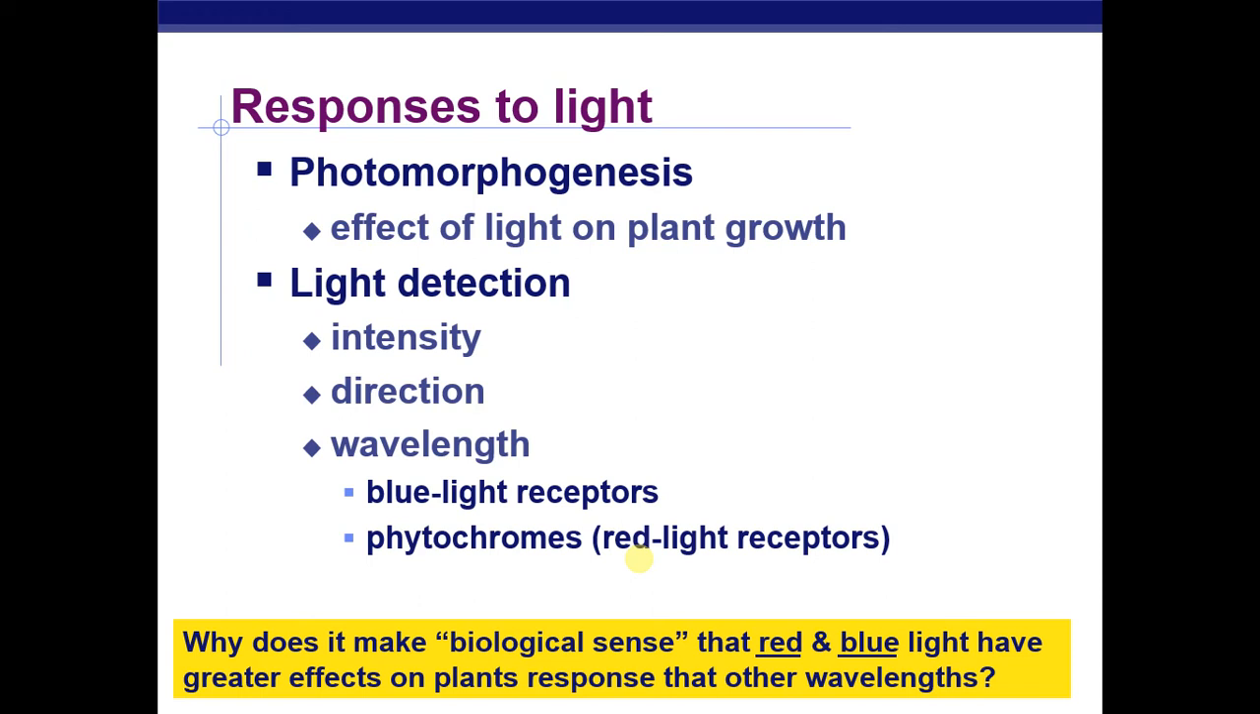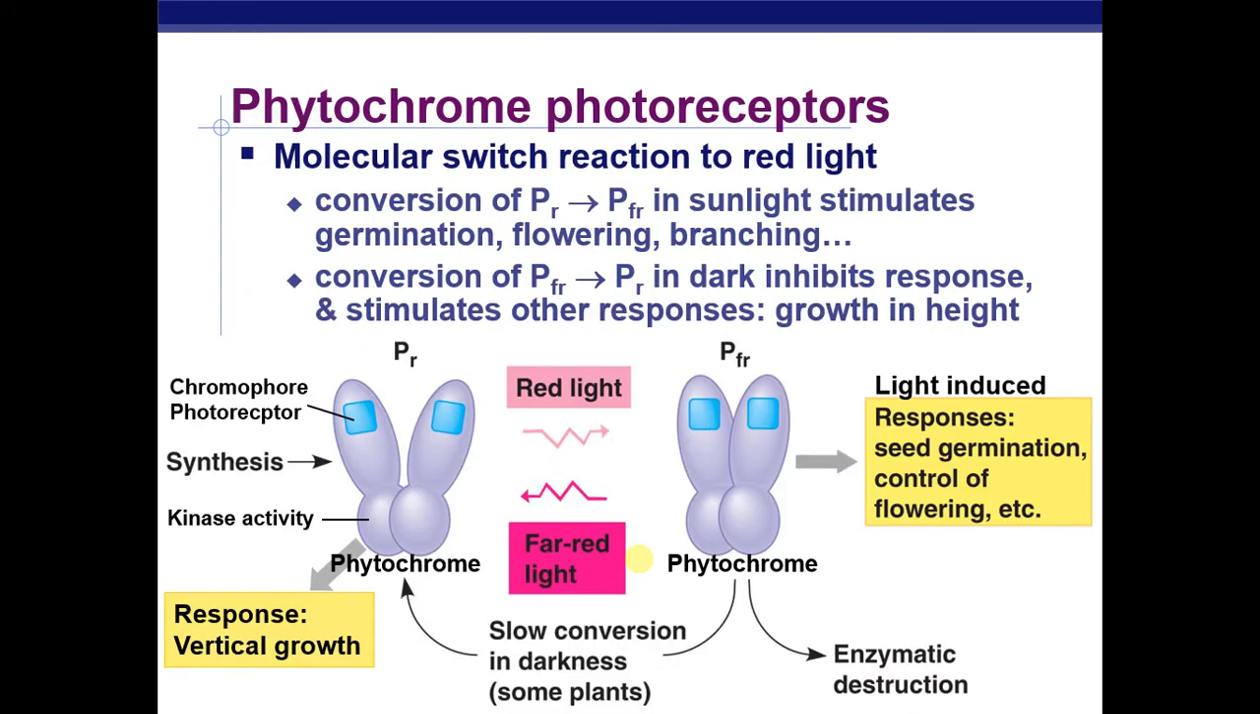Besides phototropism, there are other important reactions that plants have to light, such as photomorphogenesis, so how light changes plant growth. These responses are really dependent on the plant being able to detect light, its intensity, its direction, and its color or its wavelength. One of the really important detectors of these different parameters of light is called phytochromes. Phytochrome is a receptor in cells in plants, and it's like a molecular switch.